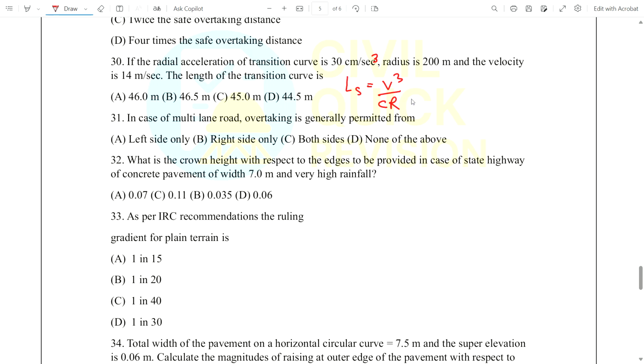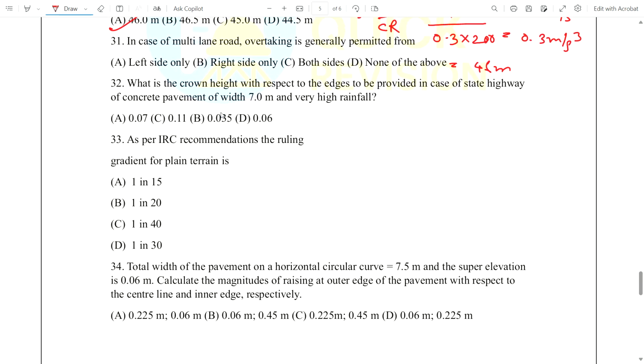Here C is the radial acceleration, that is 30 centimeter per second cube. We can convert it into meter, 0.3 meter per second cube, and R is given 200, V is given 14 meter per second. So 14 cube by 0.3 into 200. We got the value as 46 meter. You just do this part by yourself. So that is 46 meter. Option A will be the correct answer.